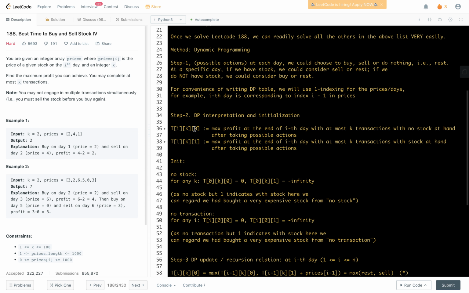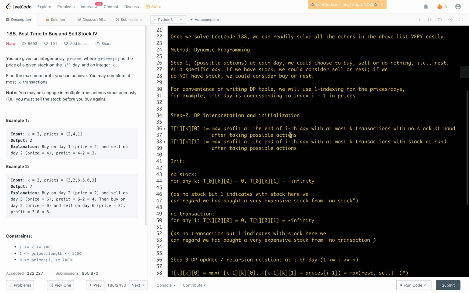Step 2 is DP interpretation and initialization. Essentially, we are using a 3-dimensional DP, but the last index, or the third index, contains 2 states. I'm going to call them 0 and 1. Let's look at the interpretation. This is of fundamental importance. First, T[i][k][0]. Here i means a day, and k means an allowed number of transactions. 0 means at the end of that day we do not have stock. 1 means we have stock.